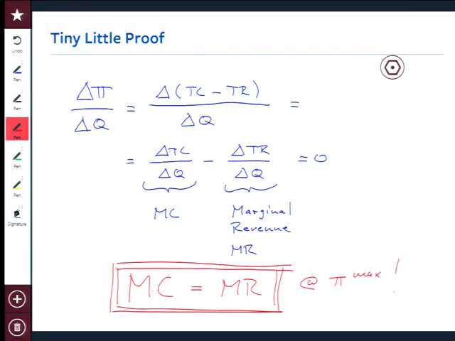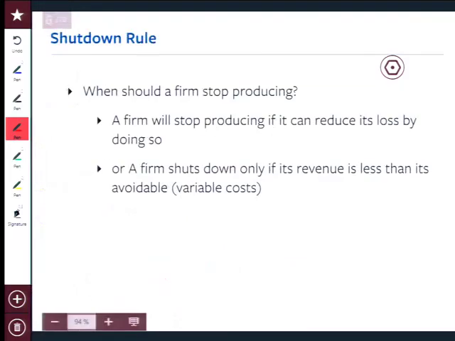So the point here is, at profit maximization, a profit maximizing firm will choose output such that marginal cost equals marginal revenue, okay? You've got to remember that for the rest of time. Very important. Okay, so that's the first step that we've decided, and this is big, this is huge, right?